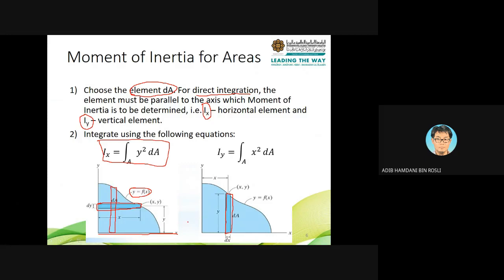The answer is yes, actually you can do that, but you have to go to 10.2. In 10.1, our discussion will be on a differential element which is parallel to the axis that you want to find the moment of inertia about. Only then do you use these formulas: for Ix, the integration over the area of y squared dA, and for Iy, the integration over the area of x squared dA. What is x? What is y? It depends on the function here, y equals f(x).